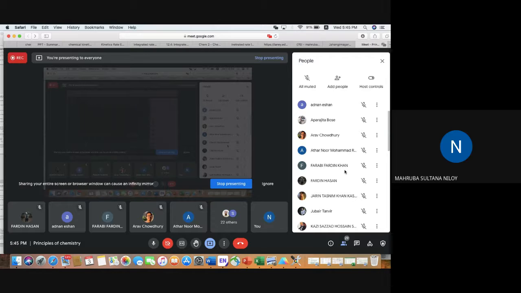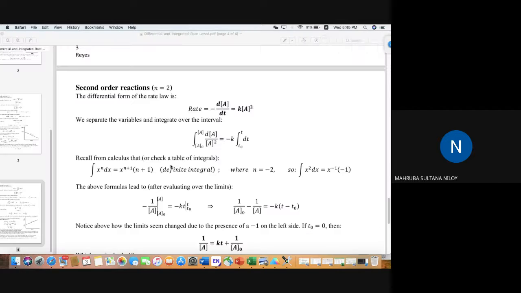Zarin Tasnim, are you hearing me? Yes, sir. So could you please explain this? Sir, here we will find the second order reaction where n is 2, and so we have to find the rate for it, where we will put n equals 2 in k of a. So we will find it like this, integrating it. Okay, so how will you integrate now?